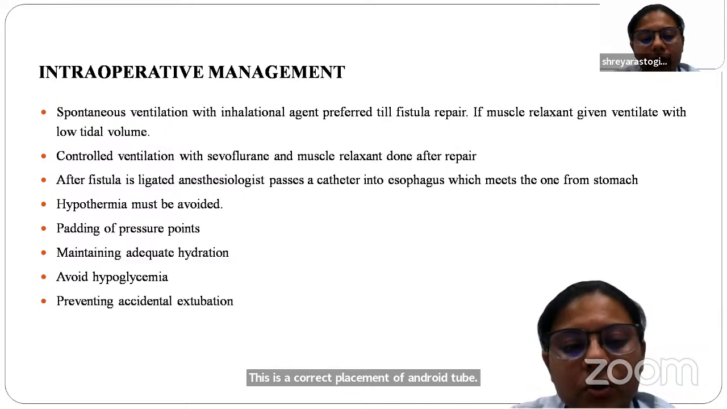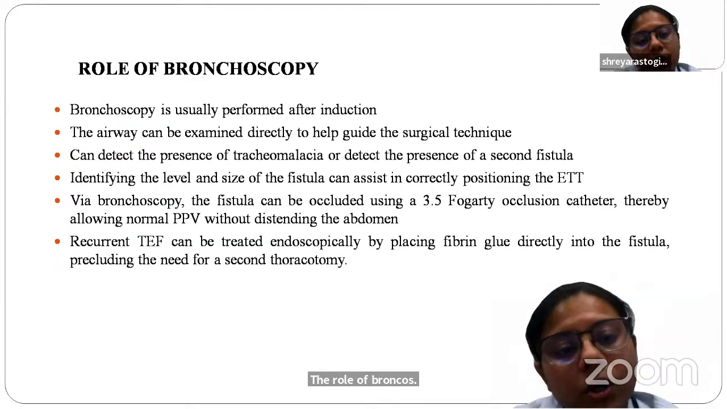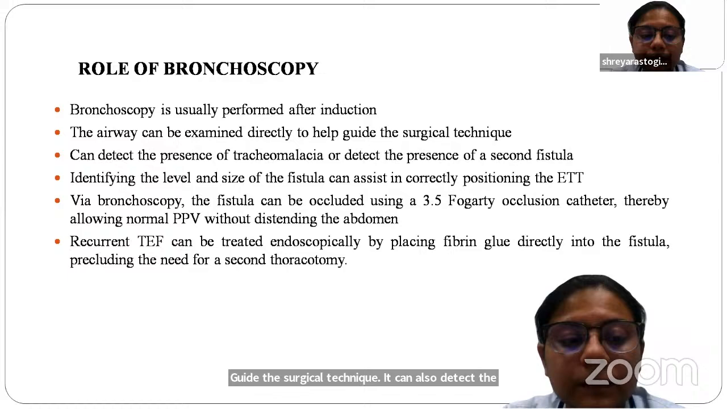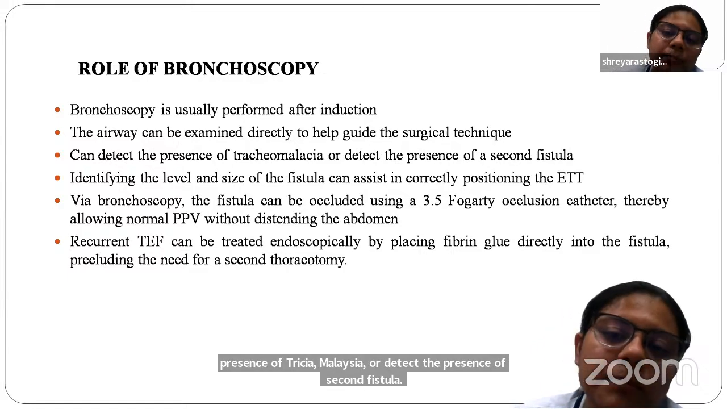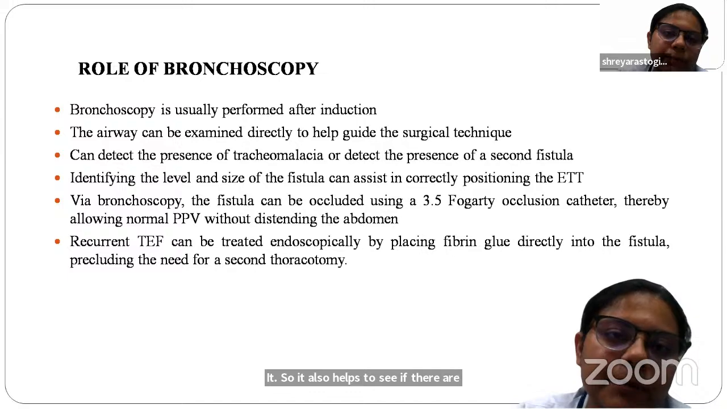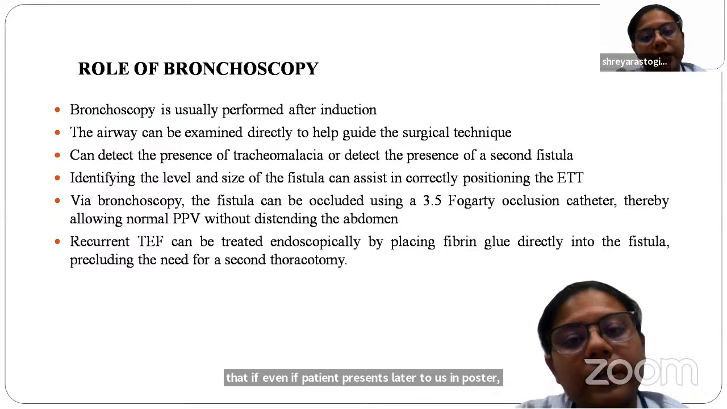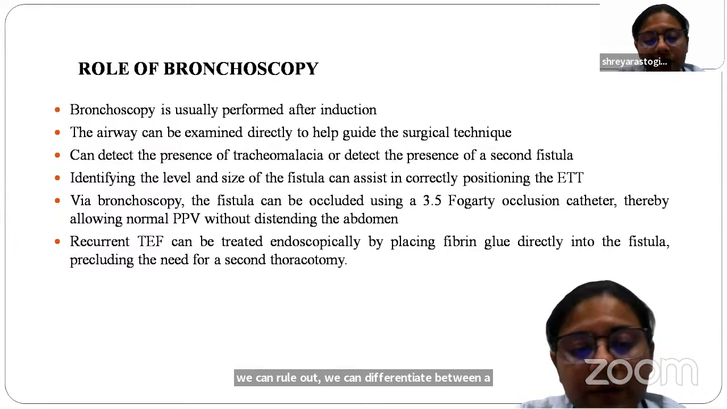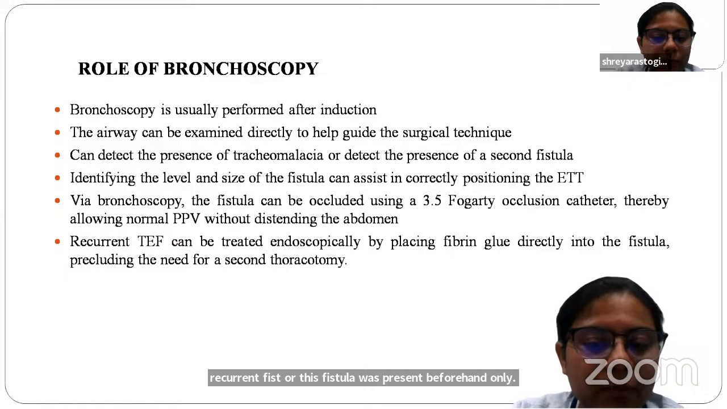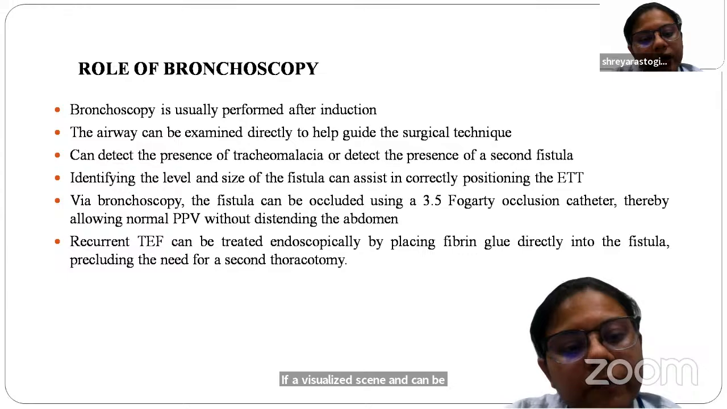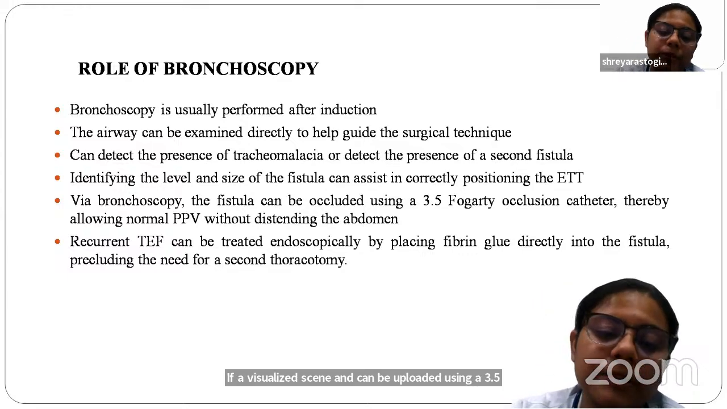The role of bronchoscopy is to guide the surgical technique. It can also detect the presence of tracheomalacia or the presence of a second fistula. It also helps to see if there are multiple fistulas, so that even if the patient presents later to us post-op, we can differentiate between a recurrent fistula or a fistula that was present beforehand. If a fistula is seen and can be occluded using a 3.5 Fogarty occlusion catheter, we should go ahead with it, because it allows us to give positive pressure ventilation without distending the abdomen, sir.